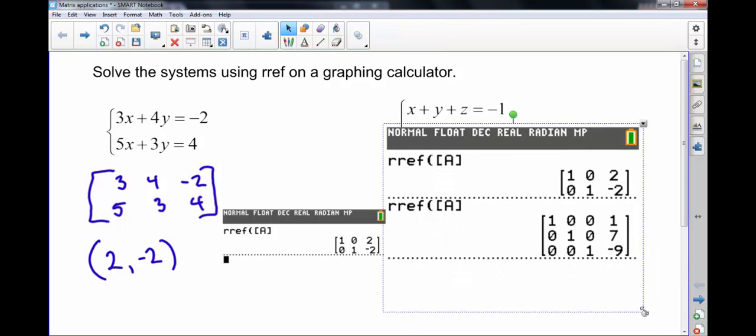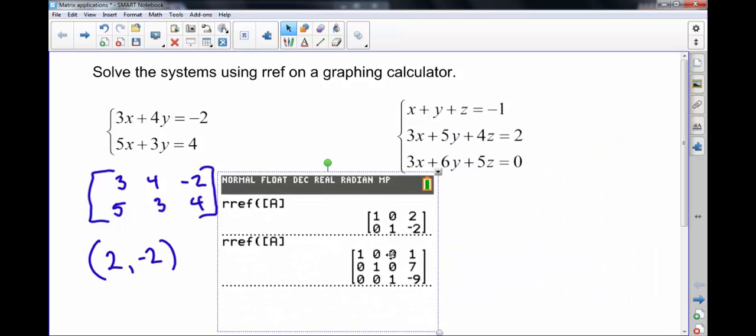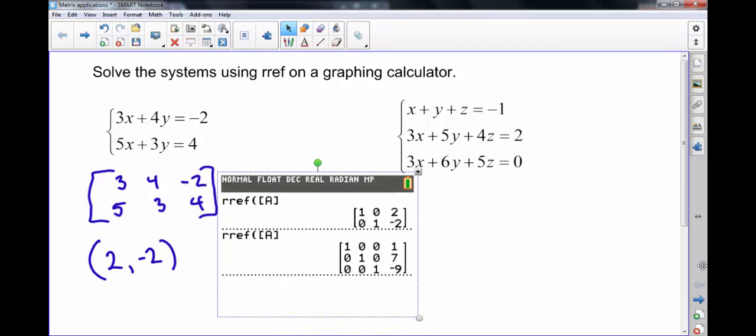So again, we have to make sure we understand what this actually means. And so this means that our x value is 1, our y value is 7, and our z value is -9.